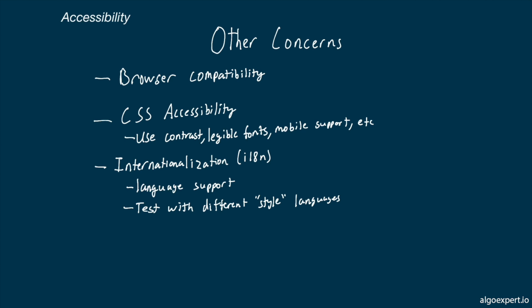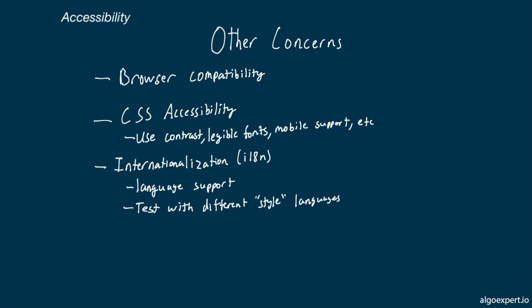Lastly, with larger web applications, and especially ones that have demographics outside of your current region, we need to consider internationalization, which is oftentimes abbreviated as I-18N. And what this means is how can we get our website to work in as many places and as many languages as possible.